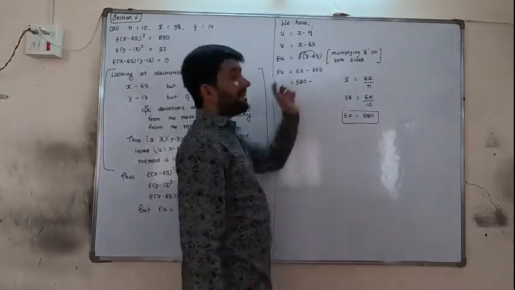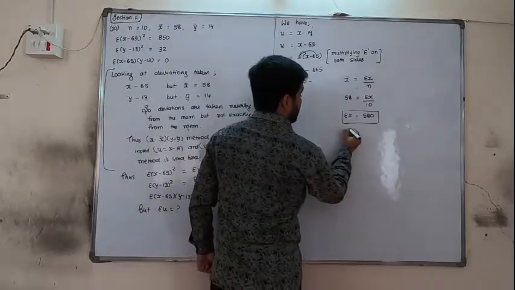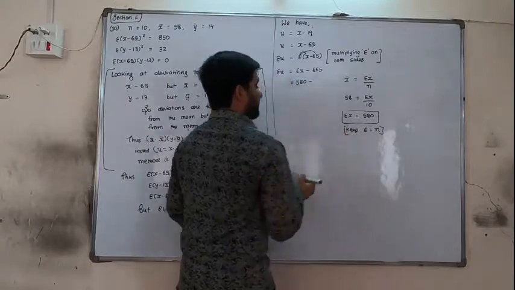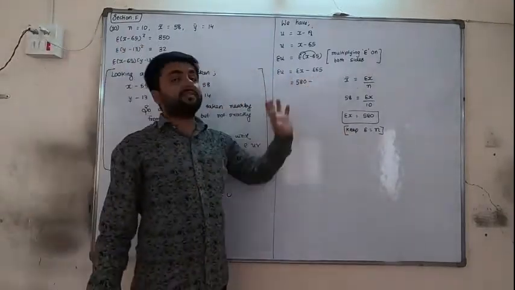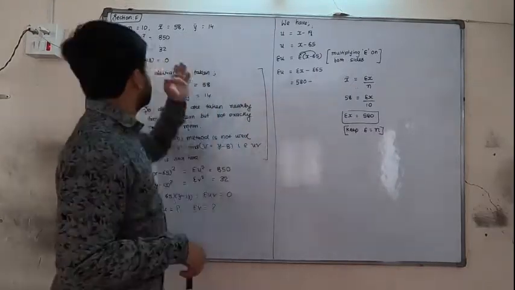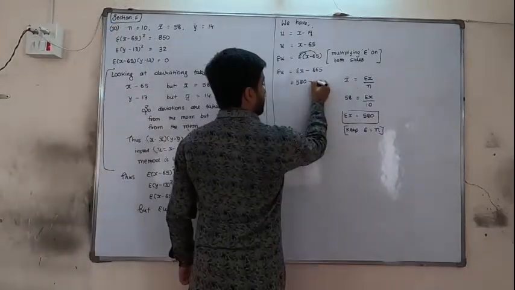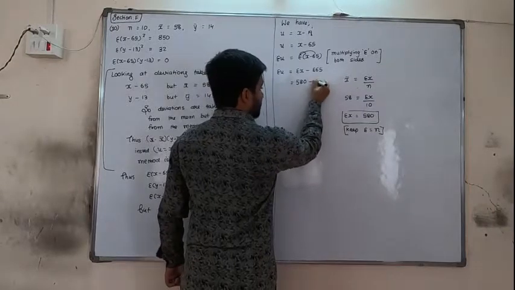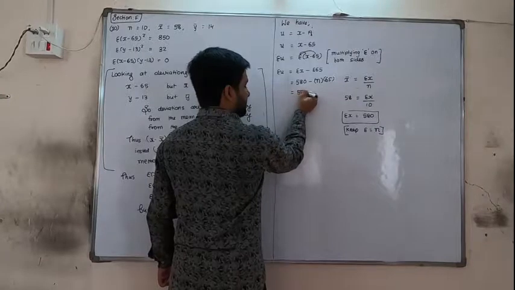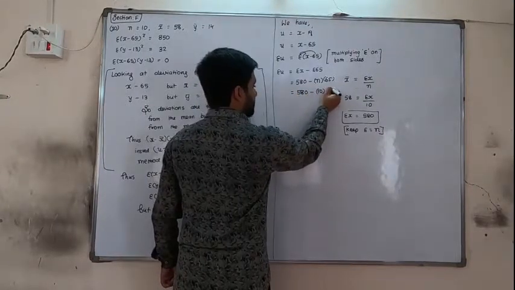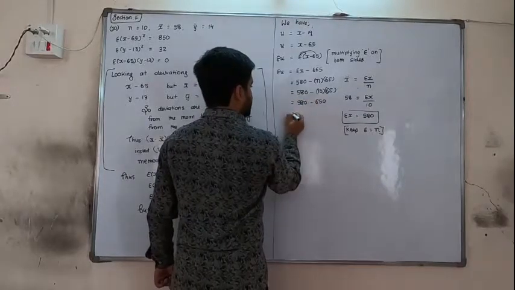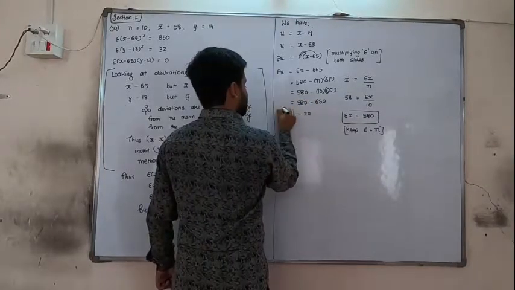And for sigma 65, we should keep sigma equal to n. Why? Because sigma means total, and the total is given as 10. So instead of sigma, I am keeping n into 65. So 580 minus 10 into 65, that is 580 minus 650, so sigma u is minus 70.